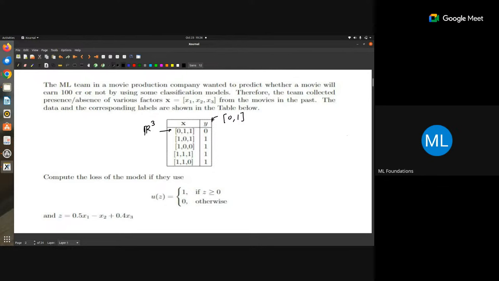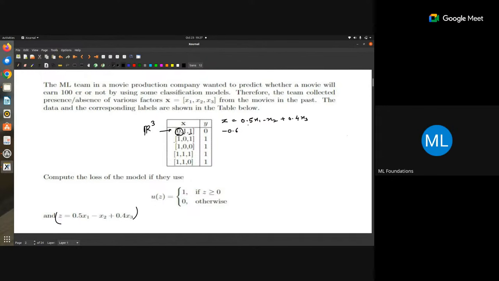So what is our model here? Let's say this is z. z is 0.5 times x1 minus x2 plus 0.4 times x3. What are x1, x2, x3 here? These are the inputs. So what is z1 here? It is 0.5 times 0, minus 1, plus 0.4, which equals minus 0.6.